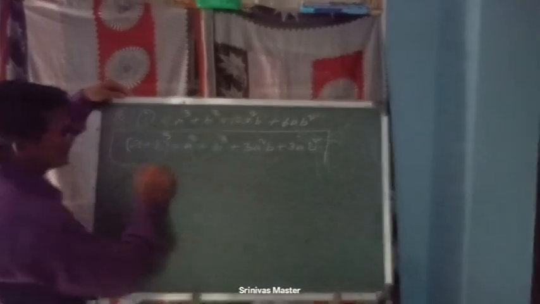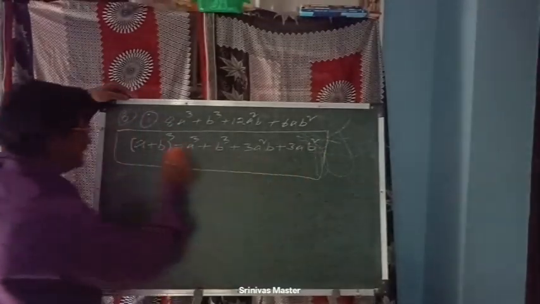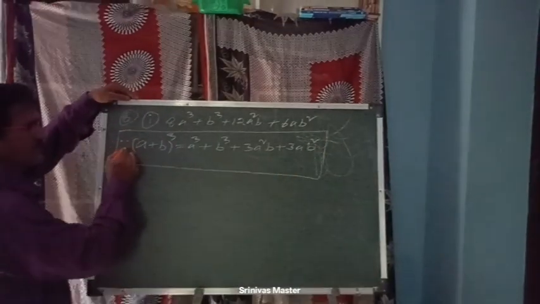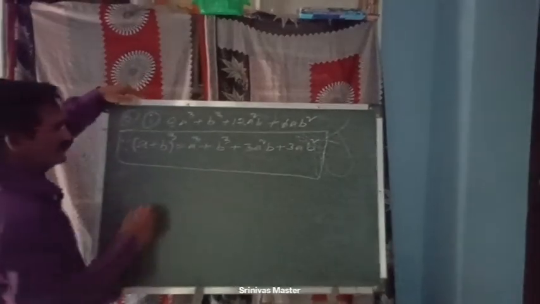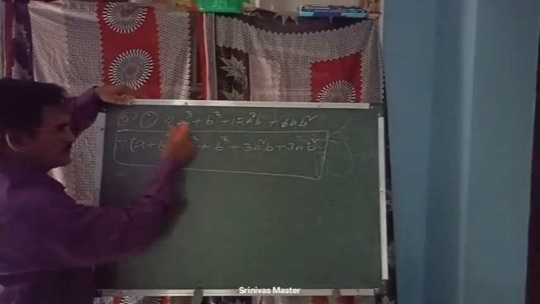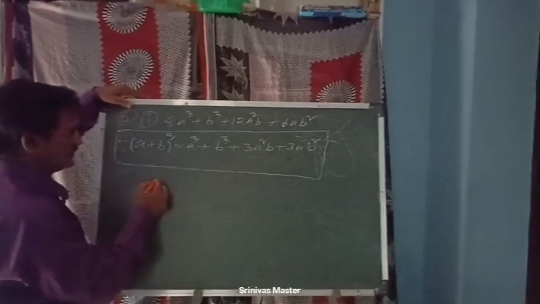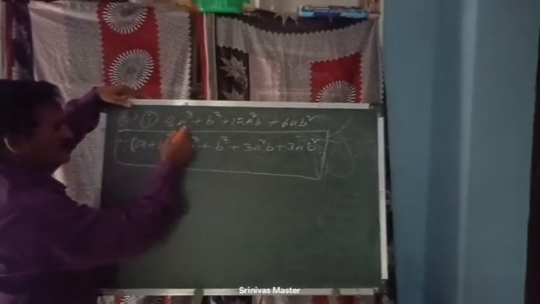Okay, children. By using this formula, you must identify whether the expansion is correct or not. Take this value. These two are perfect cubes, I told, no. Okay, children. So what are 8a cube?